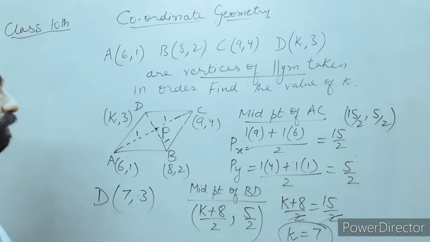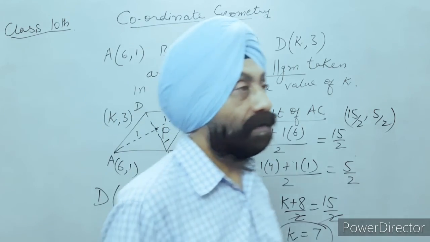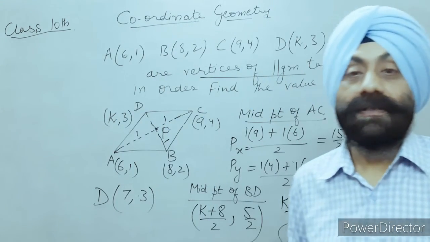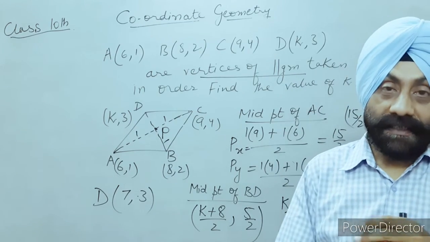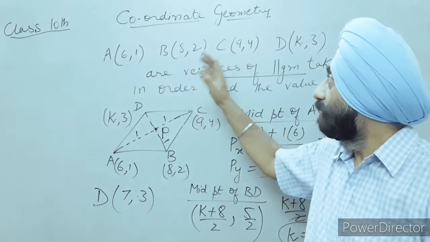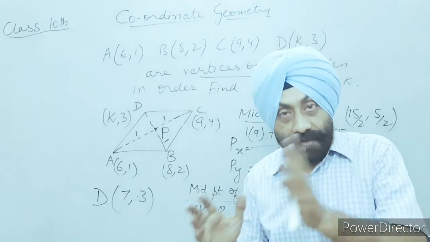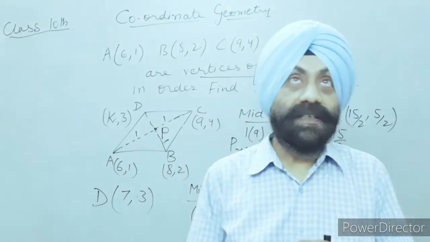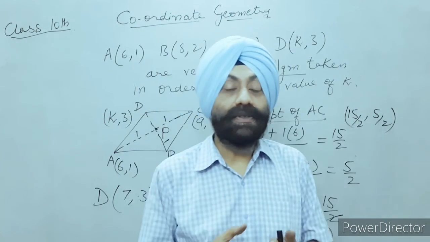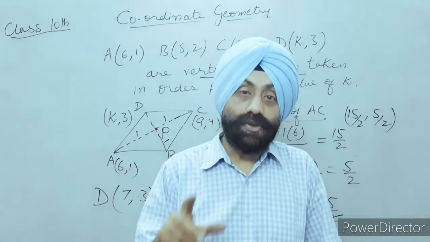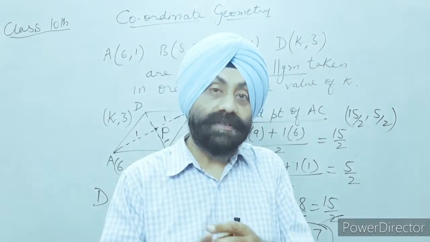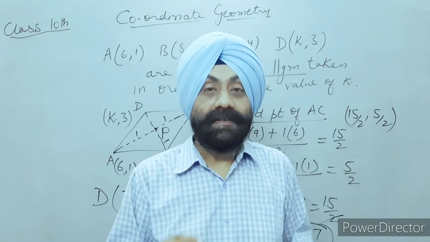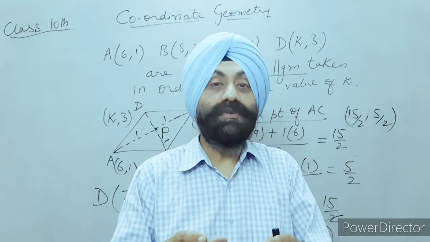Now, these were a few questions which I did for you based on the section formula. In my next lecture, I will do the sums based on the area of the triangle, how to find it, then how to prove that the points are collinear using the formula of area of the triangle, and a few more questions of a bit higher order, in order to give you the best.